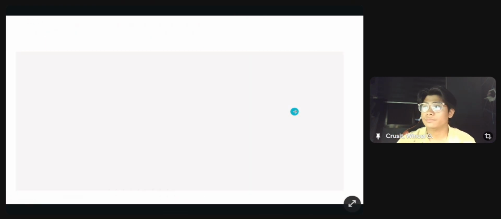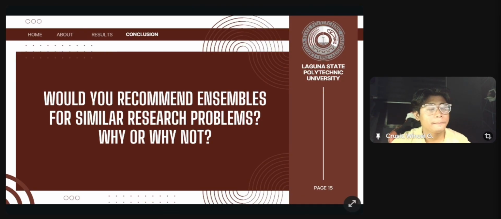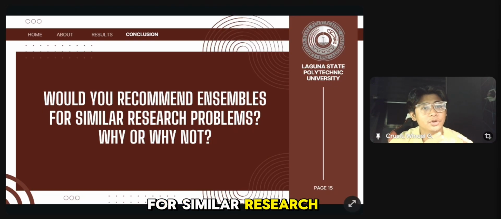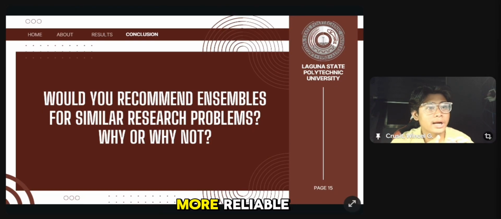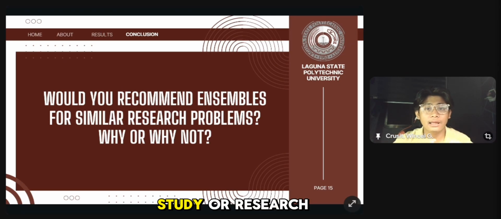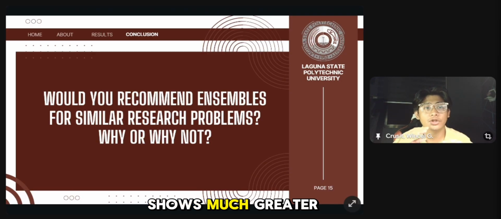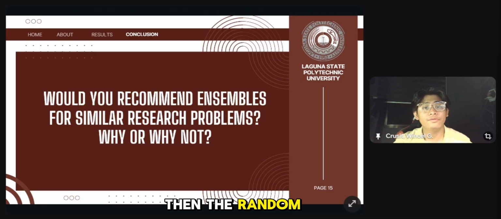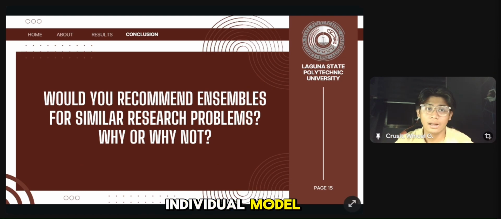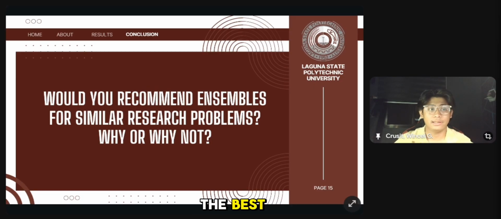And next question, would you recommend ensembles for similar research problems? Why or why not? My answer is yes. I would recommend ensembles for similar research problems because they give more reliable outputs compared to single models. Like what this study shows, the EEPM shows much greater performance than the random forest, which is an individual model. Though they do require more computation and tuning, it's for the best.